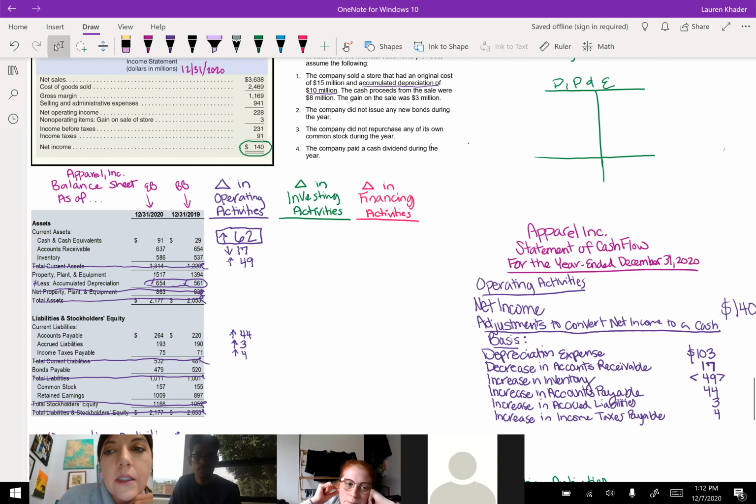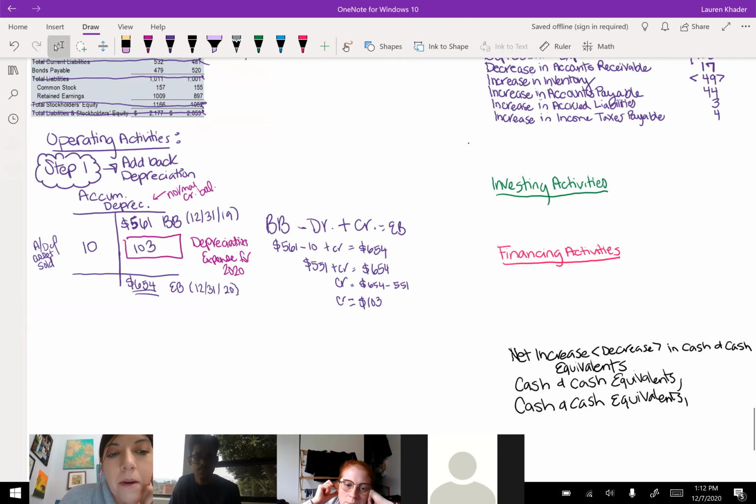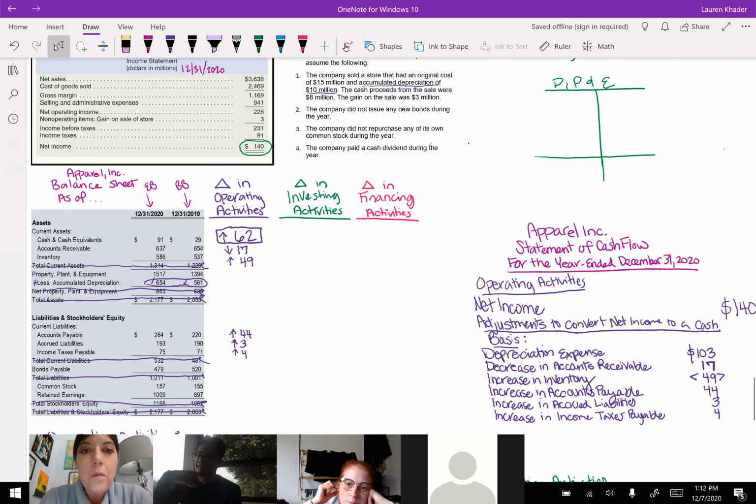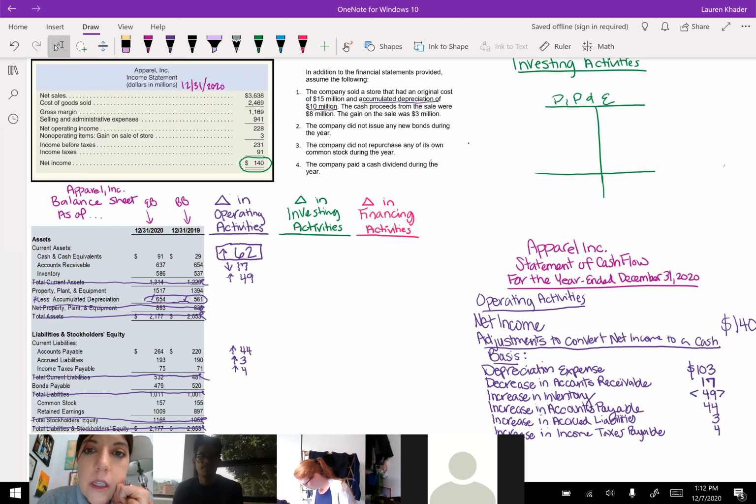Step 2 is done, but step 3 is what? What was step 3? Anybody remember? We need to adjust for gains and losses that are recorded in the income statement. They're accrual basis numbers. They're relevant for an accrual basis income statement. But from a cash basis perspective, first of all, it has nothing to do with operating activities. And second of all, it's not cash. It's not cash coming in. It's not cash going out.